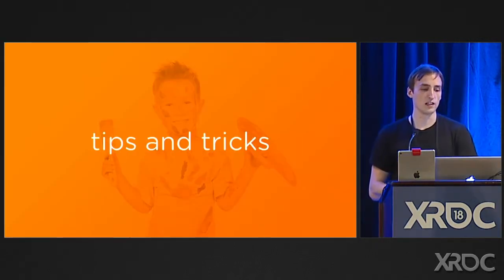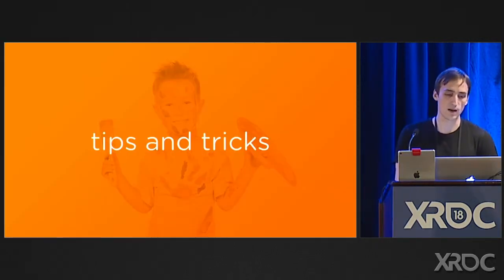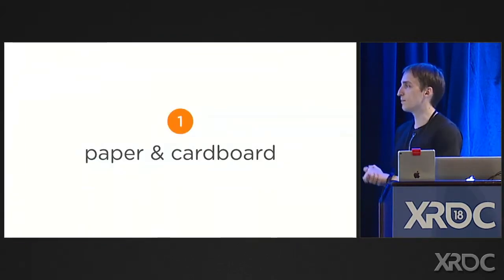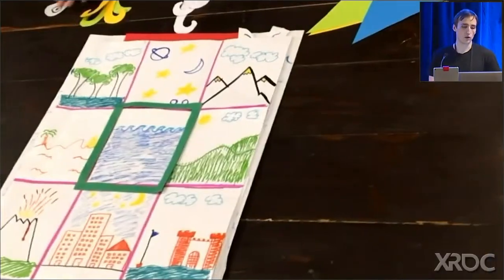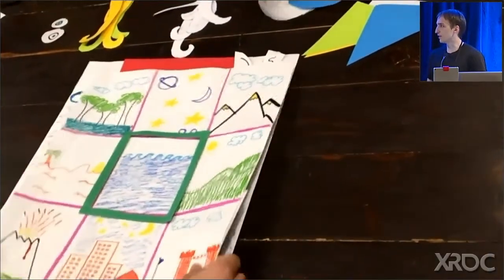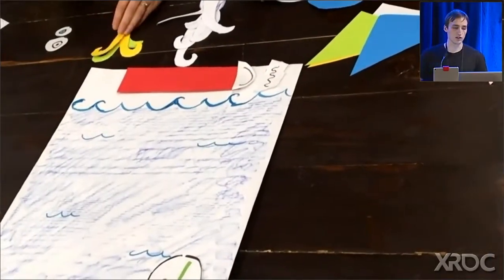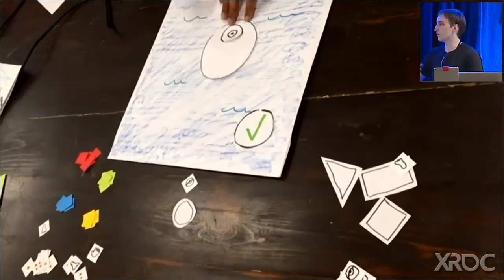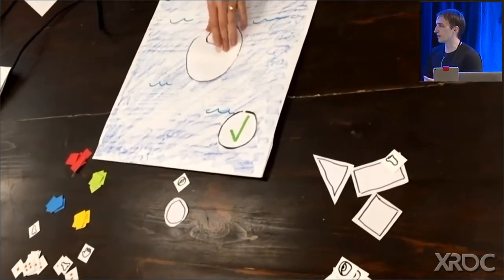Now I want to share a little bit of tips and tricks about designing Osmo games. The first one is super simple. It's basically paper and cardboard. Whenever we have an idea and we want to try it really, really quickly, what we do is we just build a prototype using paper, drawing on it, and then we play it out on the table. Maybe we can even bring some new people to try to experiment with it.